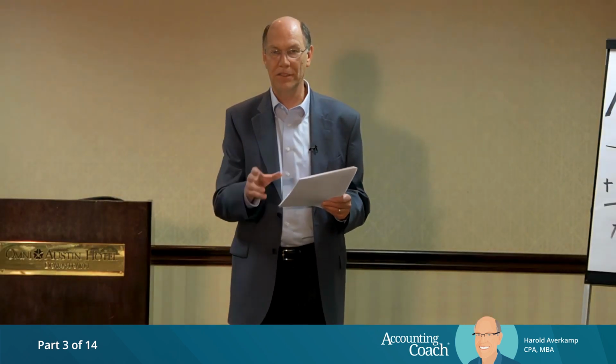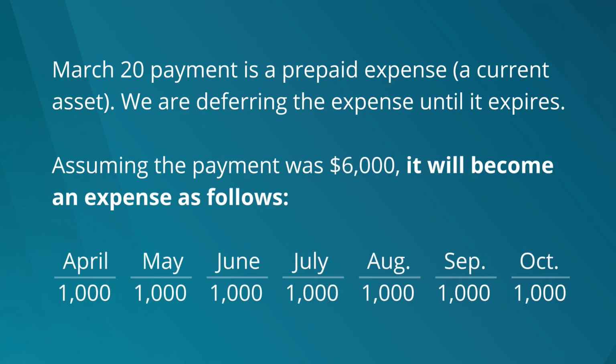So rather than expensing that whole insurance payment instantly in March and distorting my financial statements for March, I'm going to defer it, we say, and I'm going to list it as a current asset. And then each month, if it was a 6-month premium, I'm going to move 1/6 of it out of this prepaid expense area and stick it on the income statement under insurance expense. Okay? So that's what's known as adjusting entries.